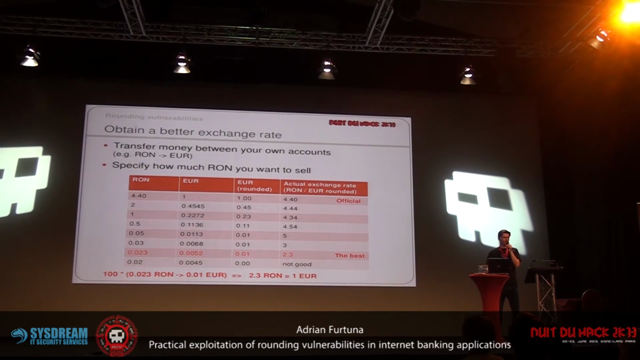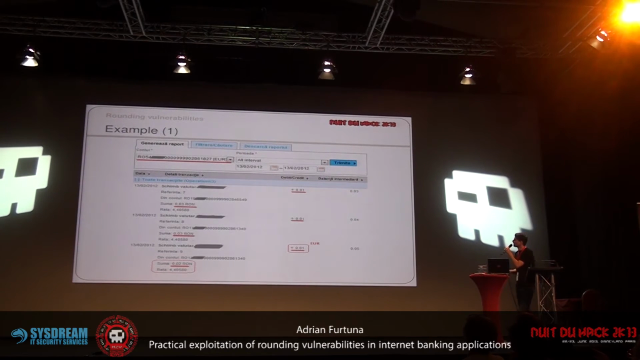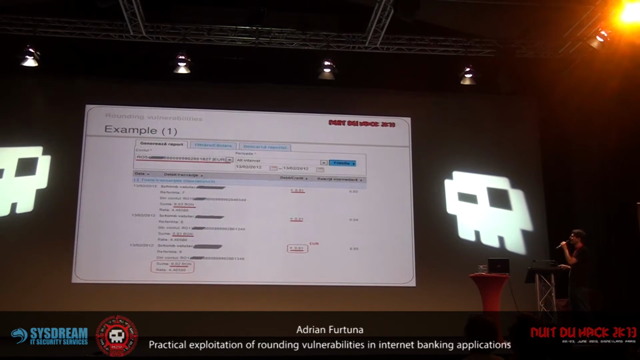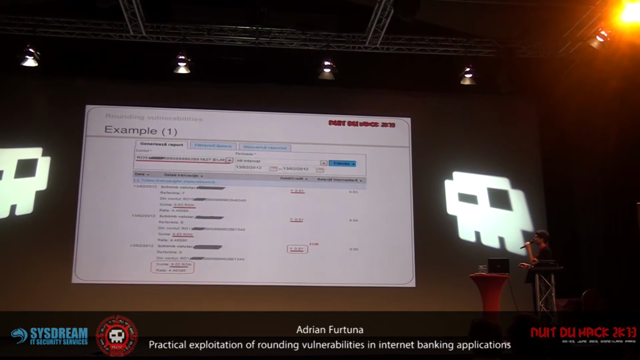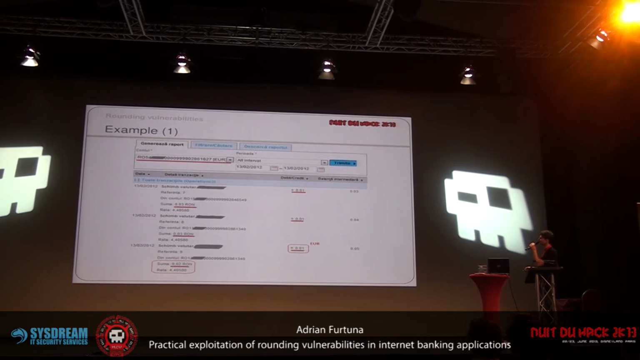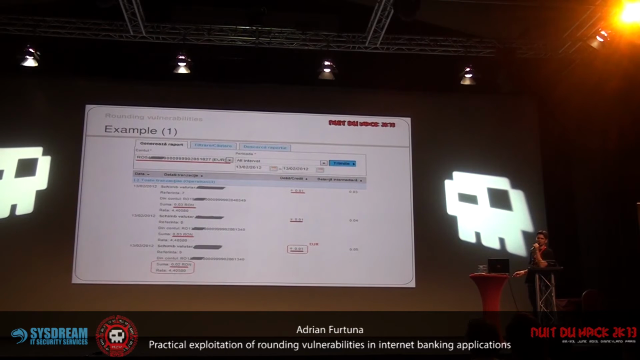So you can imagine that you have to do really lots of transactions in order to exploit this vulnerability. This is a screenshot from the actual internet banking application. This is the transaction report. You can see this 0.03 exchanging to 0.01, and the best one 0.02 exchanging to 0.01. This is actually 0.023 because the banking application did not show the third decimal.